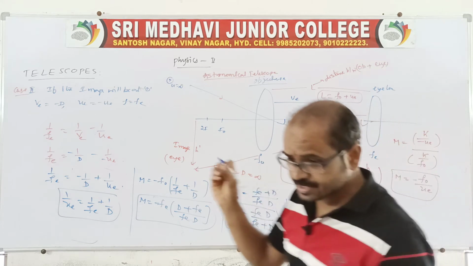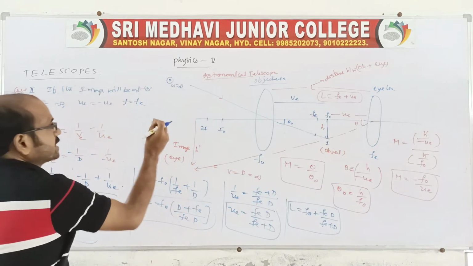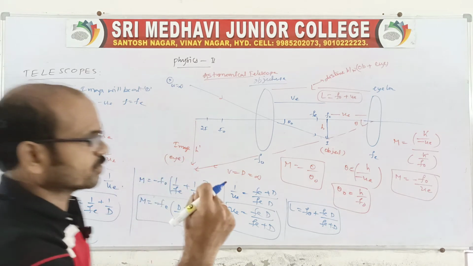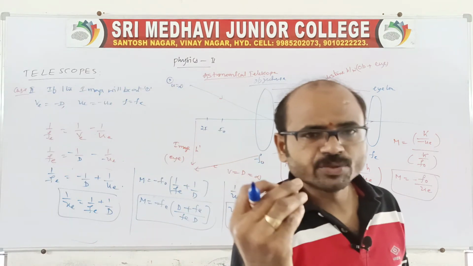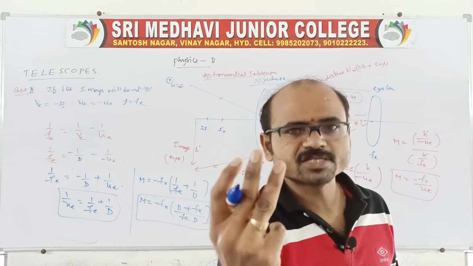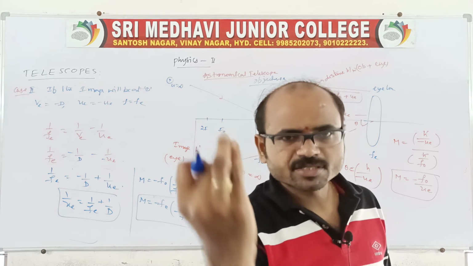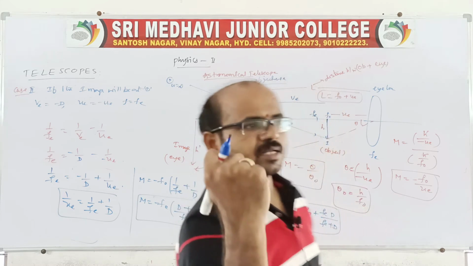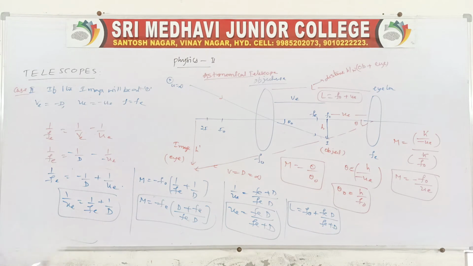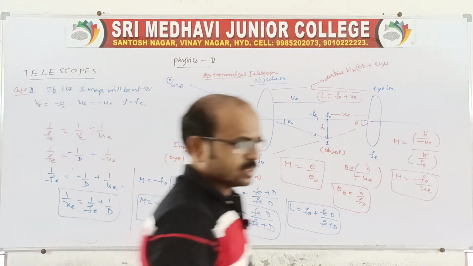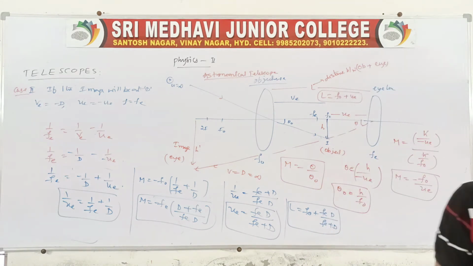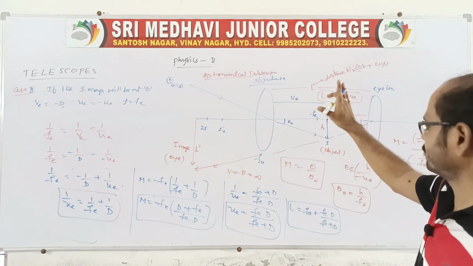Clear? So this is what it is about a telescope. Which telescope is it? Astronomical telescope, because we are only taking lenses. By using lenses we have three types of telescopes: one is astronomical, one more is terrestrial, and one more is the Galilean telescope. So this is what we can say related to magnification and the distance between the two lenses. Is it okay now? Is it clear? I think it is very clear information which we discussed.